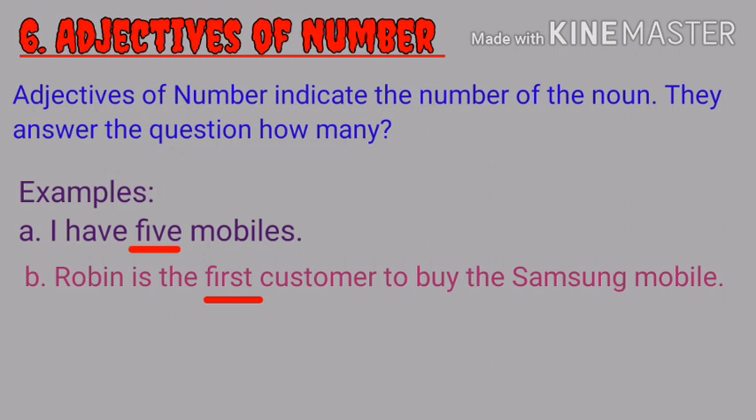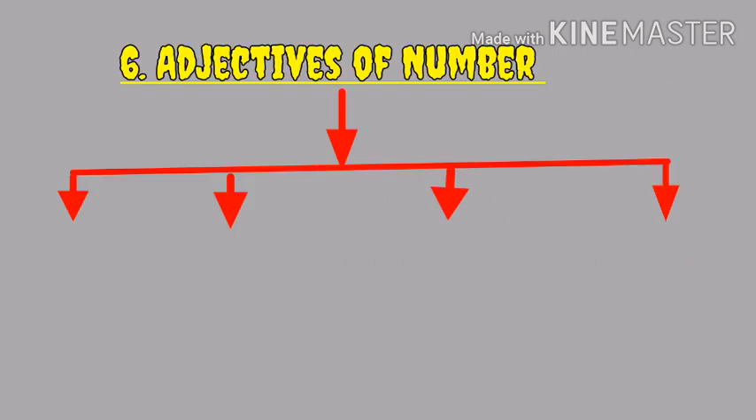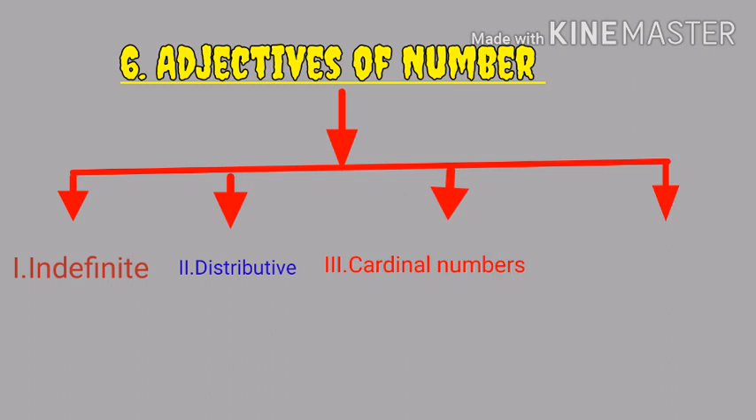Now, adjectives of number are classified into 4. The first, indefinite adjectives. The second, distributive adjectives. The third, cardinal numbers. And the last is ordinal numbers.